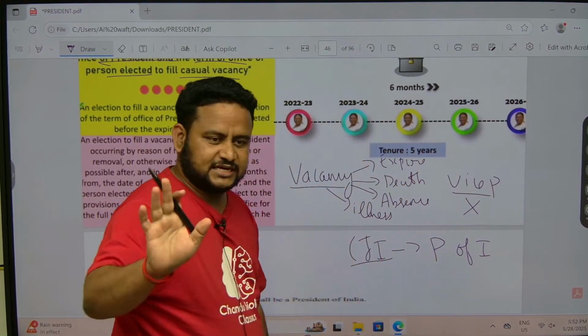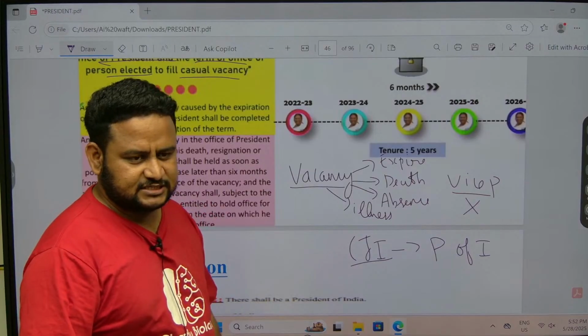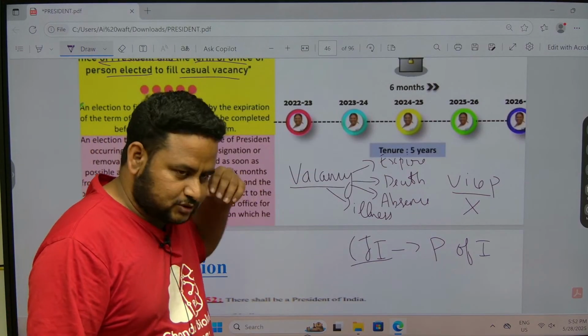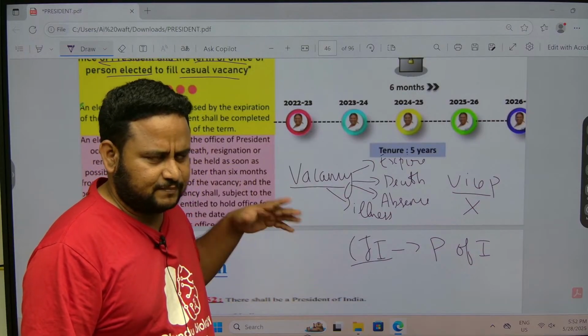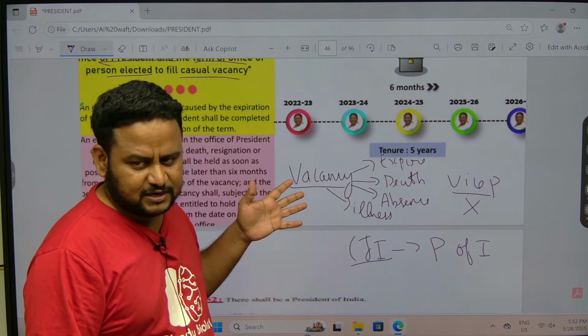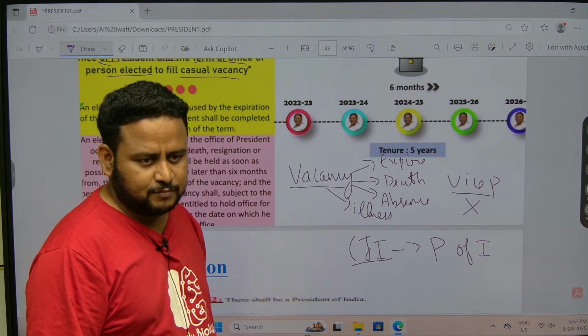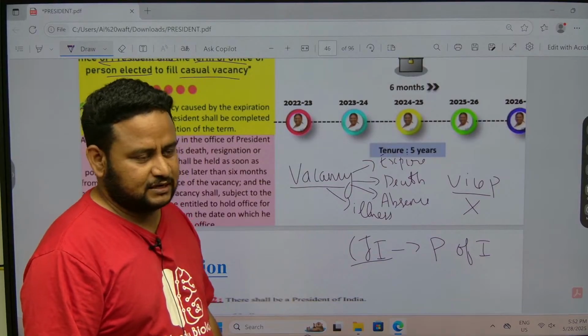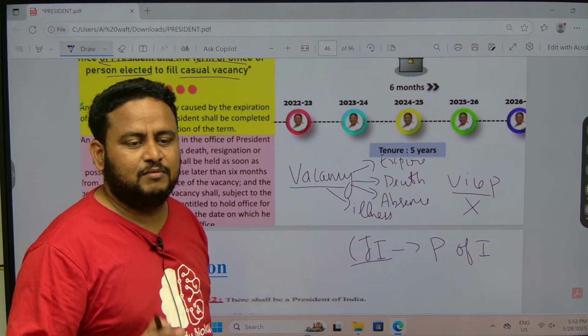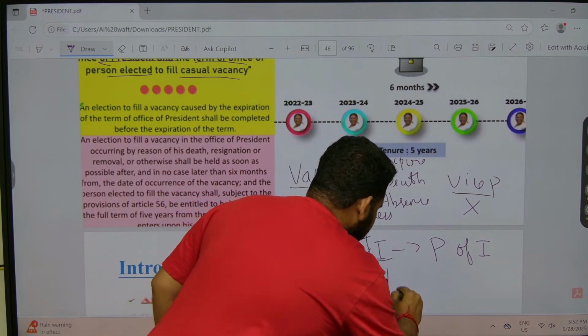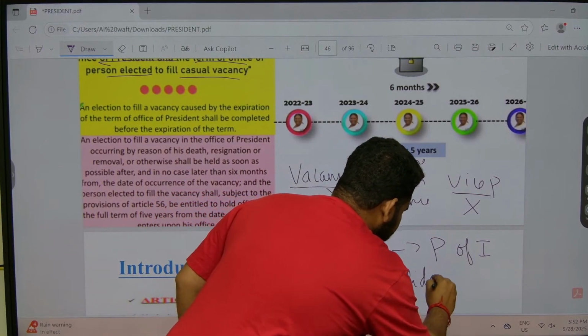Like this, there was one case. I think in 1967, but don't worry about the year. That time there was no president. I think V.V. Giri or some person passed away. I will give you complete details in the next class. Then there was no vice president also. We had to have a president of India. That time the Chief Justice of India was Muhammad Hidayatullah.